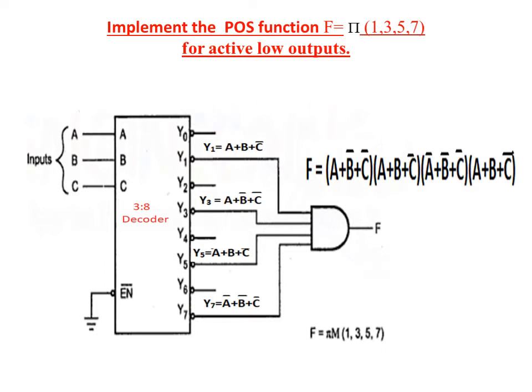So now the POS expression is represented like this, the product of max terms. Already we have obtained the max terms here, at each gate we are getting the max terms. So to obtain this expression, we just need an AND gate. So we connect the AND gate here. The outputs 1, 3, 5, 7 are connected to the AND gate. So the expression we obtain at this point is F.